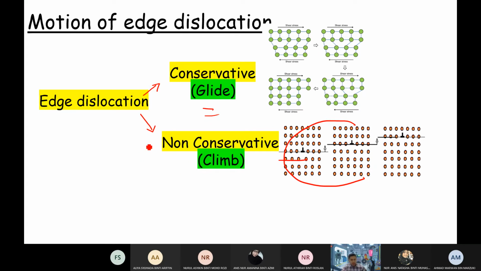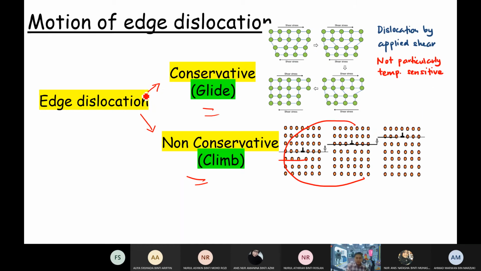And this type of movement is a very slow process. It doesn't produce a large amount of deformation. It acts as a mechanism for dislocation to move around an obstacle.